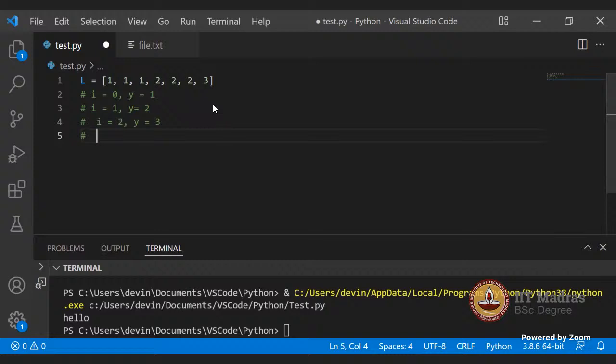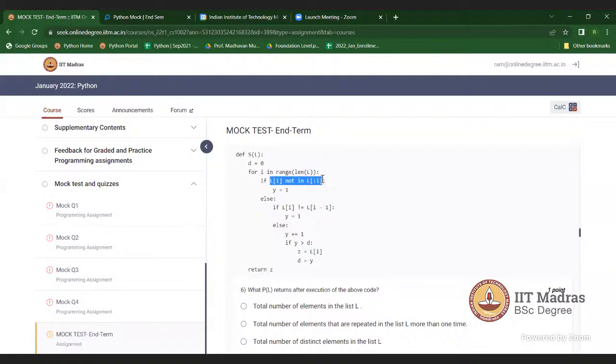That is this particular statement: if L of i is not in the sliced elements until i, then we'll have y equals 1, because we need to count the consecutive elements for that particular element, L of i. So we'll start from 1 and then check for the later ones. Okay, is this clear? Every time we check this and come back to 1, because we want the consecutive elements of that particular L of i. Yeah. Okay, sir.